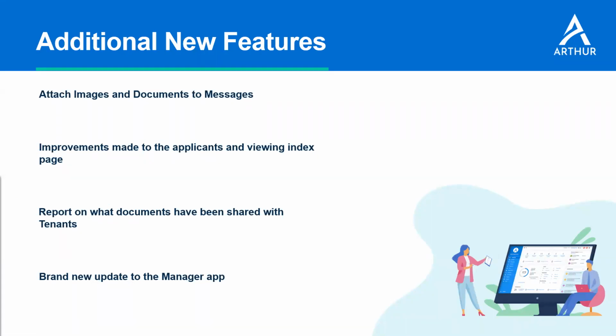We've also made some improvements to the applicants and viewing index page. We basically just cleaned it up, made it feel a bit more user friendly for you guys when it comes to managing the applicants and viewing section. We've also just released a brand new report called the tenancy documents report. What it basically tells you is what documents have and have not been shared with the tenants. Because I know sometimes it can be a little bit difficult to see if you've actually shared the correct documents with the tenant or if you've not done that. So this report will just briefly break down everything you need on if you've shared the how to rent guide, if you shared that certificate, if you shared the AST contract.